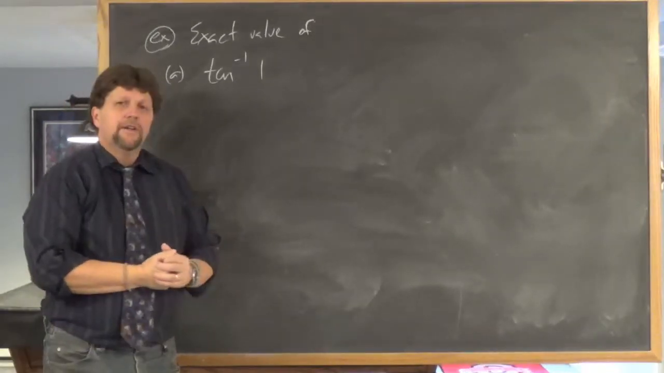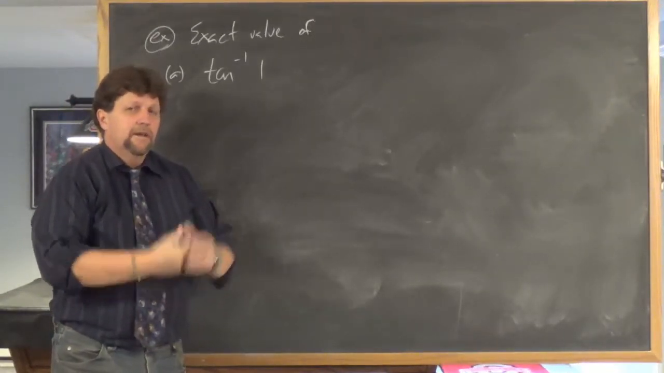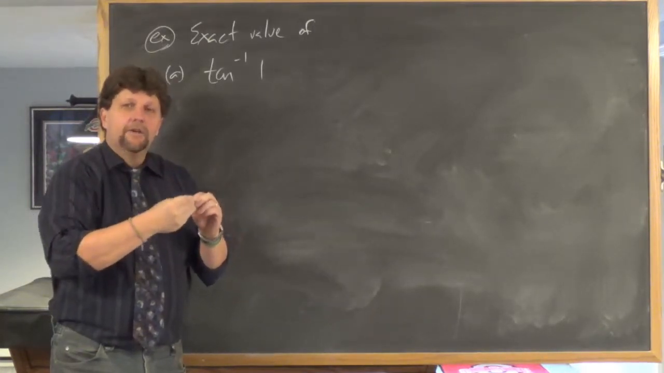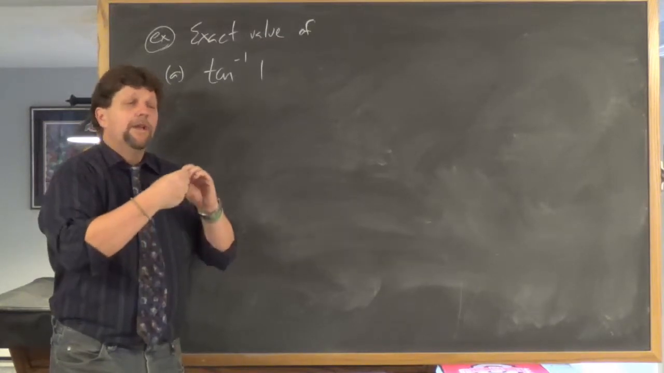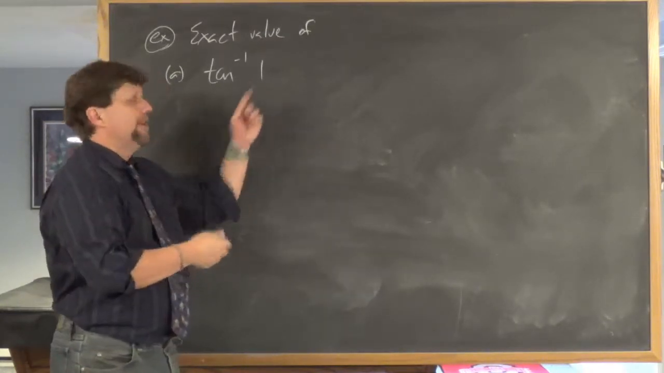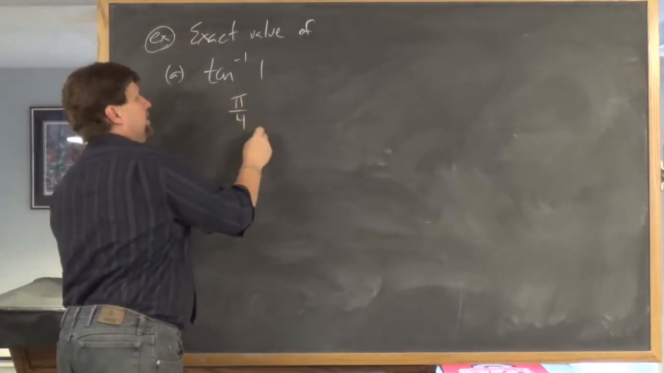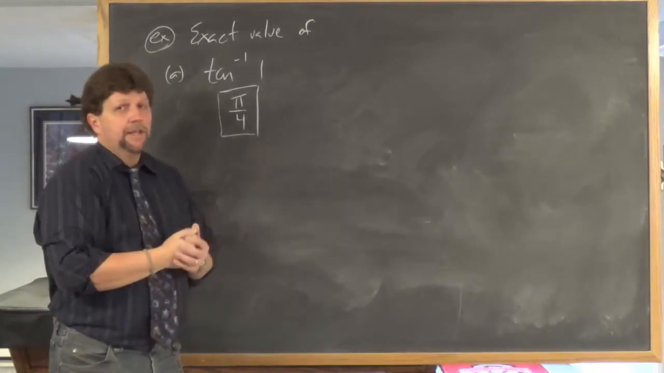Hey, let's finish this off quickly. You're asked to find inverse tangent of 1. Think. Inverse tangent's trying to find an angle. It's trying to find an angle on the right half of the unit circle. When you take the tangent of that angle, you get 1. So inverse tangent of 1 is pi over 4. I'd really, really like you to know that one.